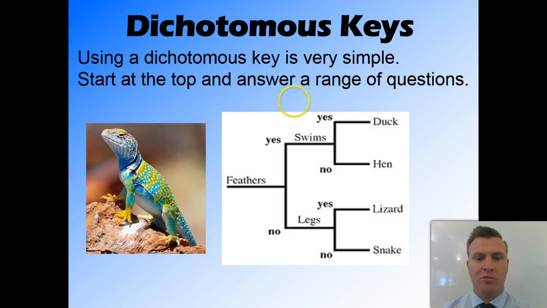So here's an animal, start at the beginning again. Does it have feathers? No, it doesn't have feathers. Does it have legs? Yes, it does have legs. So we'll move up here and we find that this animal is a lizard. Pretty easy.